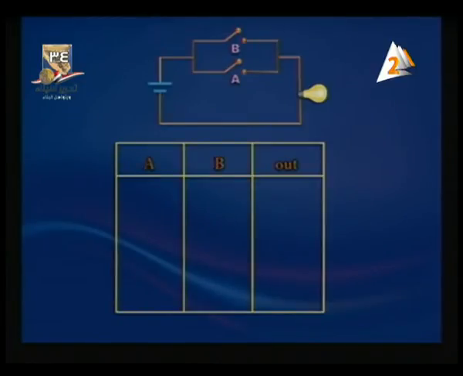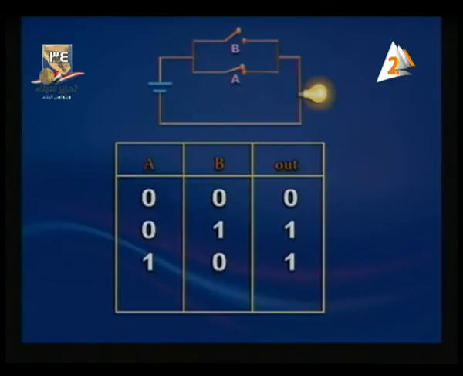So A stands for the first switch, B the second. The output is the bulb. If A is open, B open, the bulb will not be able to light. A open, B closed. This is quite enough for the bulb to light. So we've got one. And what if A is closed, B is open? Also, this is enough to light the bulb. And of course, if both of them are closed, then we've got one. This was about the OR gate.